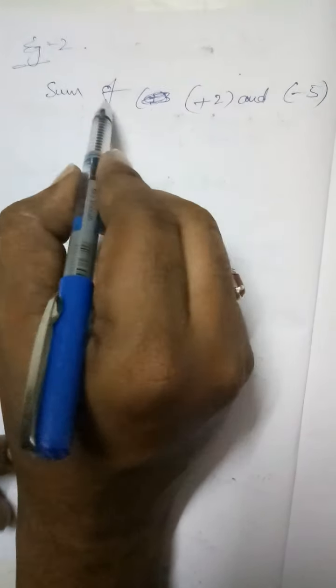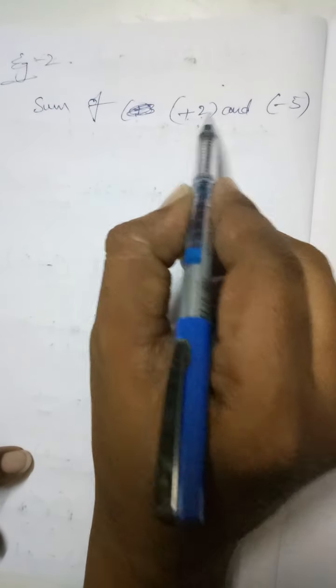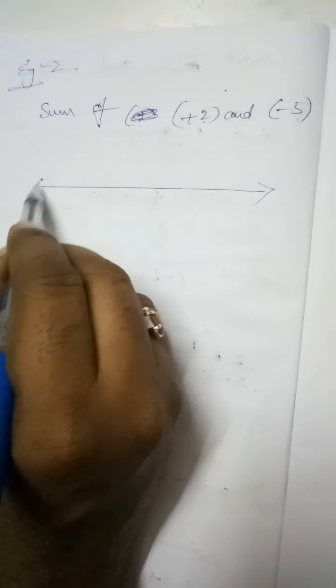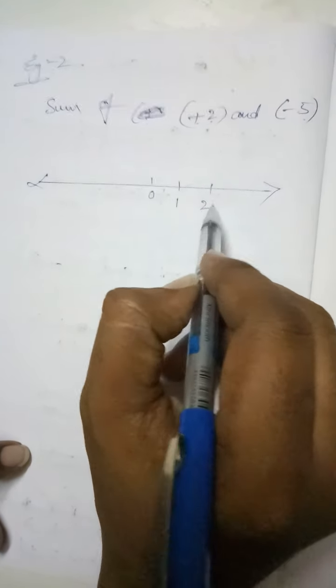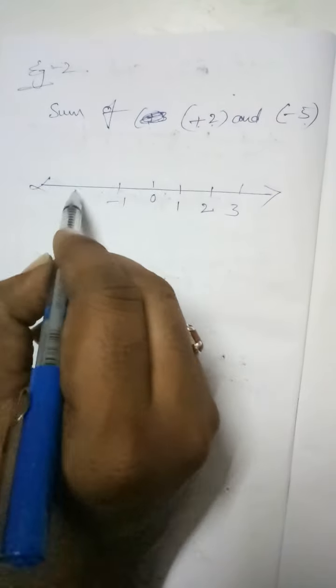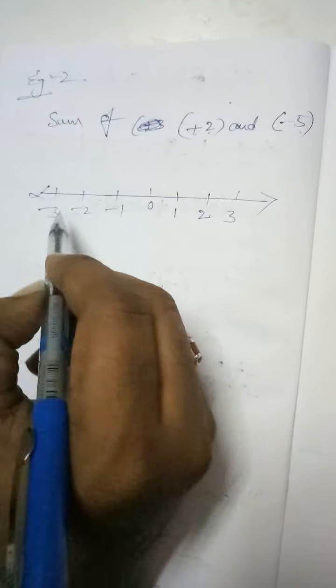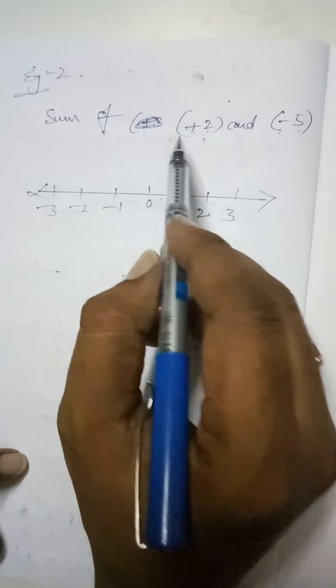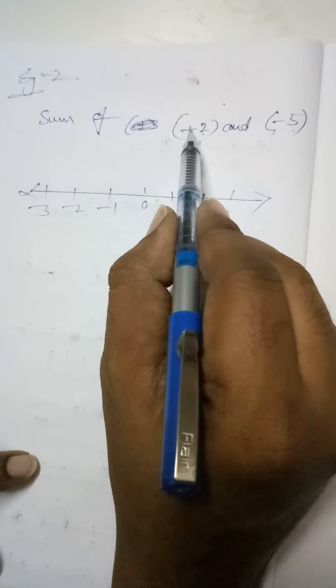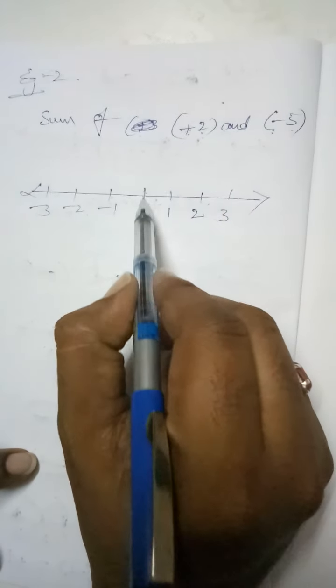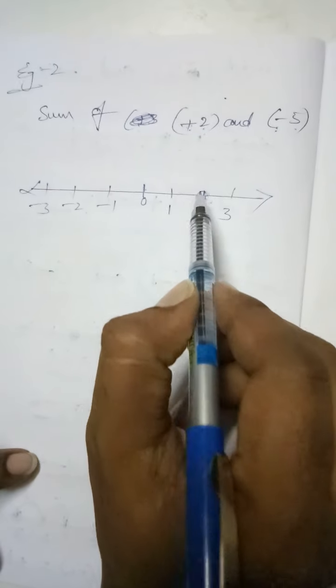Now example 2, the sum of plus 2 and minus 5 on the number line. So draw a number line. 0, 1, 2, 3, minus 1, minus 2, minus 3. Here I am taking both negative and positive numbers, because one is positive and the other one is negative. Now we have to start from 2. Plus 2 is on the right side of 0.